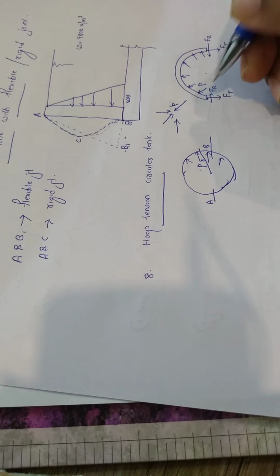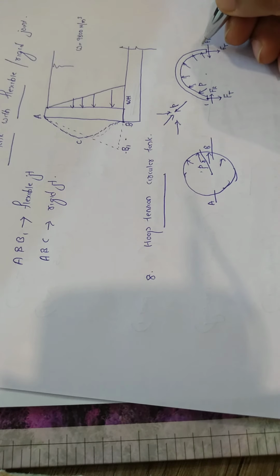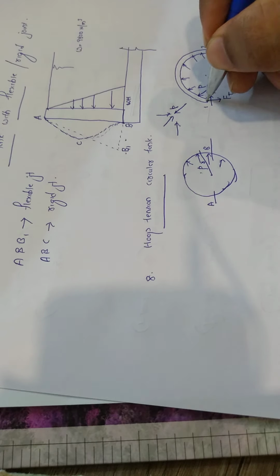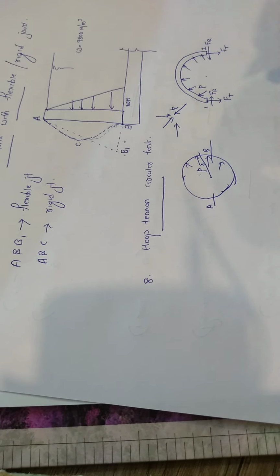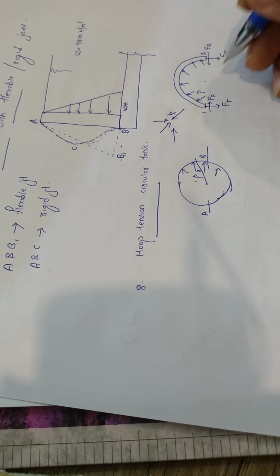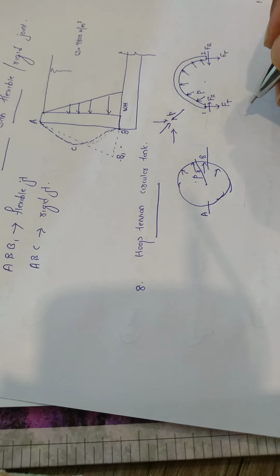From the diagram itself, if I name them point 1 and 2, at point 1 the force is going outside, so it is a tension. That's why it's called hoop tension. These details we have all studied in our mechanics of solids.